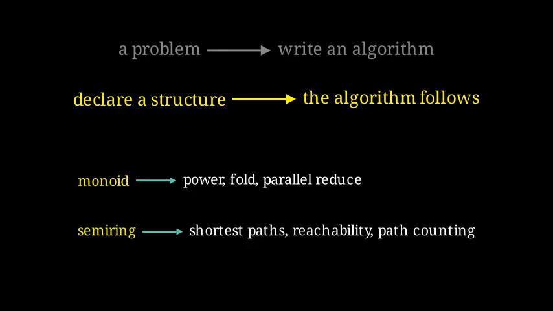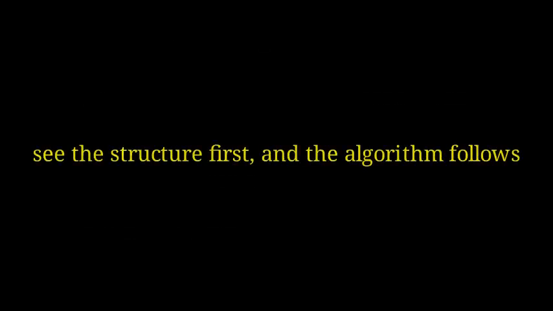Declare that your type is a monoid, an associative operation with an identity, and you immediately get power by squaring, fold, and parallel reduction for free. Declare a semiring, and the very same matrix power code gives you shortest paths, reachability, and path counting, depending only on which two operations you provide. The lesson runs backward from habit. Do not start with the algorithm. Start with the structure. See the structure first, and the algorithm follows.